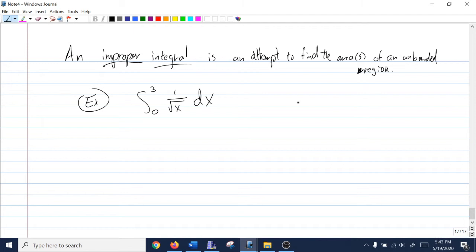What does 1 over root x look like? Root x looks like this. It's 0 at 0 and positive to the right, and it doesn't exist to the left. 1 over that will be decreasing, and when you try to divide by 0, it goes to infinity. So the thing I'm trying to do is find this area. That region is unbounded. If I try to plug 0 into this function, I get something like infinity.